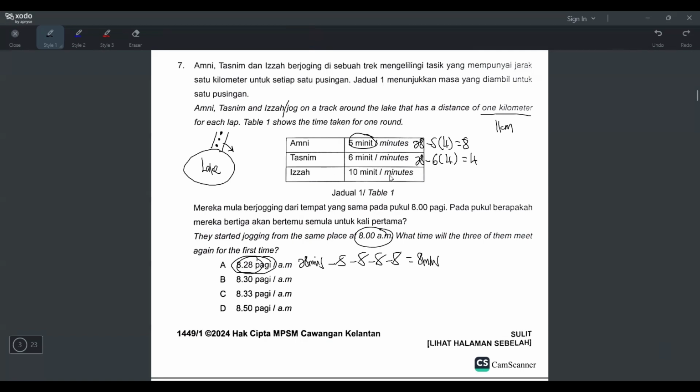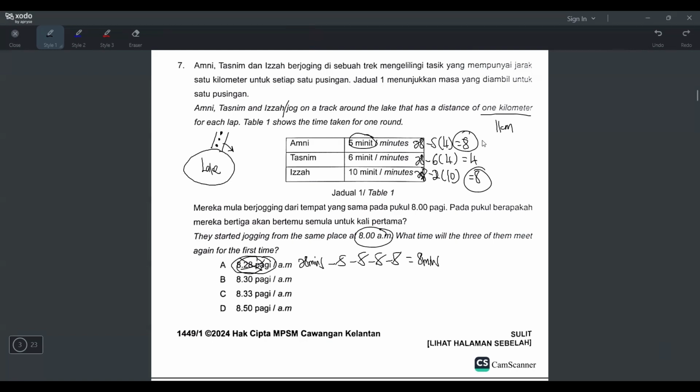Then what about Iza? Iza takes 10 minutes, so it will be 28 minus 10, but this time you can only minus two times 10. And you end up with 8 minutes. So by the time you reach 8:28 a.m., Iza only finished 2 cycles, and for the extra 8 minutes she keeps on running. But I know A is wrong. You all know why A is wrong. Because if you notice, this 8 and this 8 are the same, and there is no way that Amni and Iza would meet at 8:28 a.m.